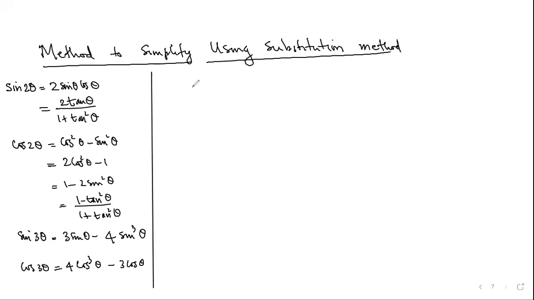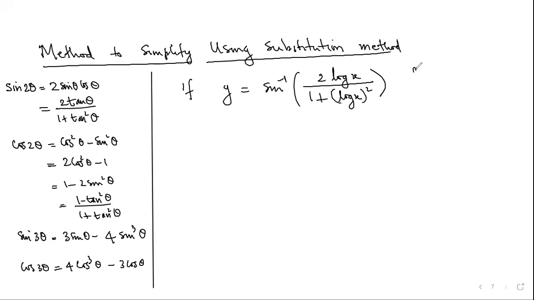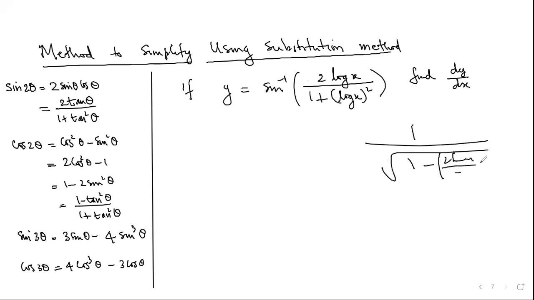Now I'm going to give you a question like this. If y is equal to sine inverse of 2 log x upon 1 plus log x the whole square, find dy by dx. So what you have to do here is, how will I simplify this? If I were doing direct derivative, it would have been 1 upon root of 1 minus 2 log x. Then its derivative will go mad. Am I right or wrong?